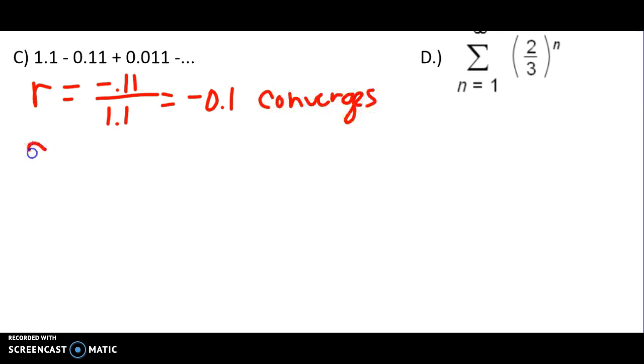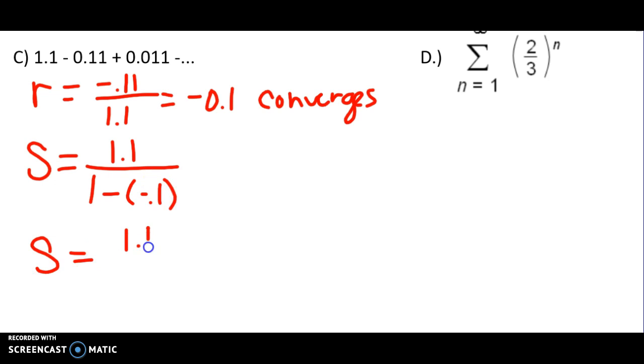and we can find the sum by taking the first term, 1.1, and dividing by 1 minus the r value, negative 0.1, which is equivalent to 1.1 divided by 1 plus 0.1, which is 1.1 divided by 1.1. So the sum is just equal to 1. Basically we're subtracting 0.11, which gets us almost back to 1, and then adding a little bit more and subtracting a little bit less, so basically we're at 1.